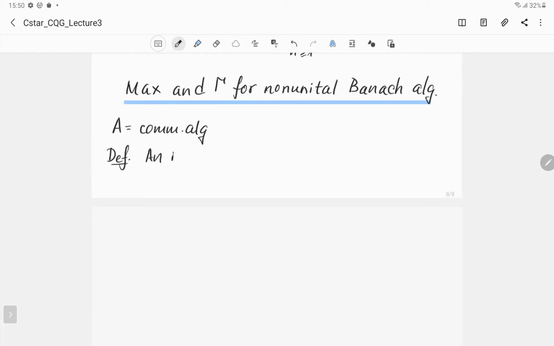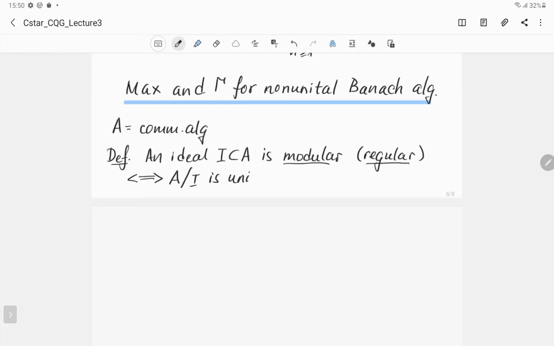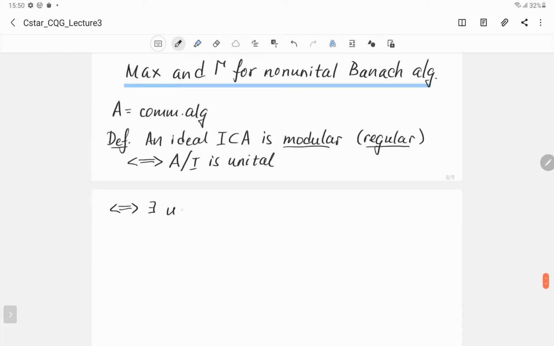We say that an ideal I in A is modular, some people say regular, if the quotient of A modulo I is unital. So explicitly, this means that there is an element u in A such that a minus au is always in I for each a in A.